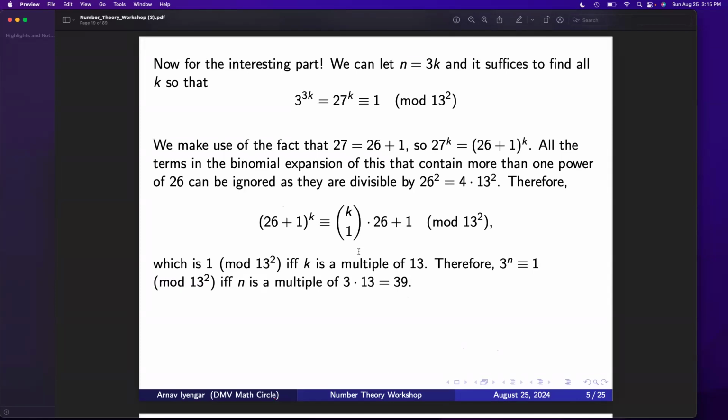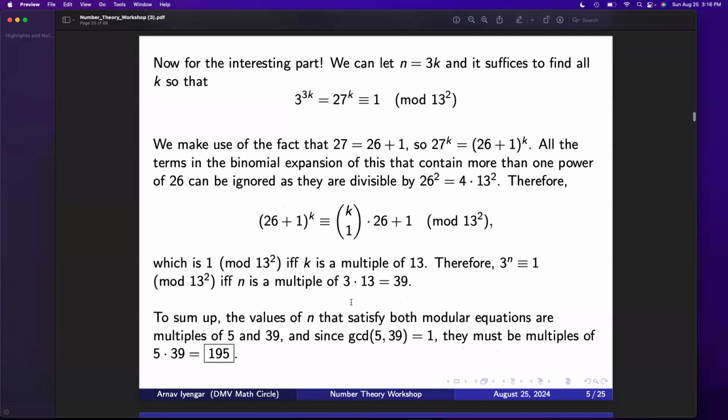Now from the first case, we had that 5 has to divide n, and from the second case, we have that 39 has to divide n. So what number in general has to divide n? Since 5 and 39 are relatively prime, n has to be a multiple of 5 and 39. So n has to be a multiple of 5 times 39, which is 195. So that's the answer to your question.